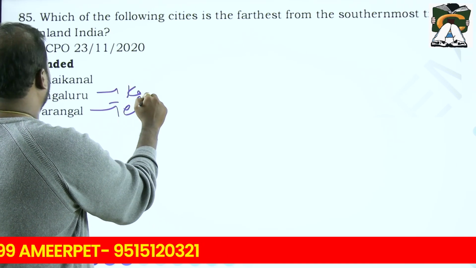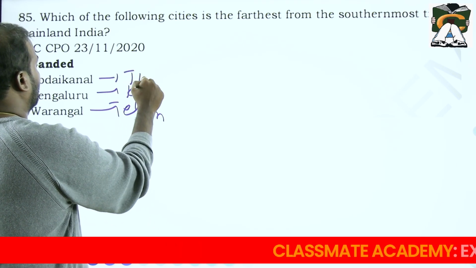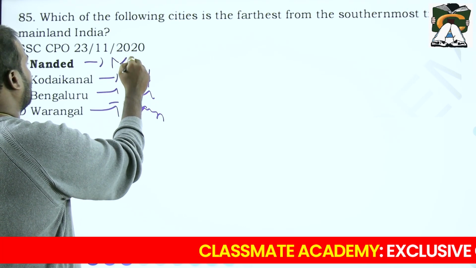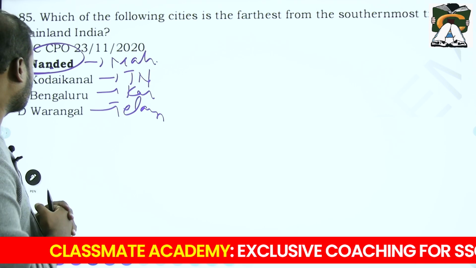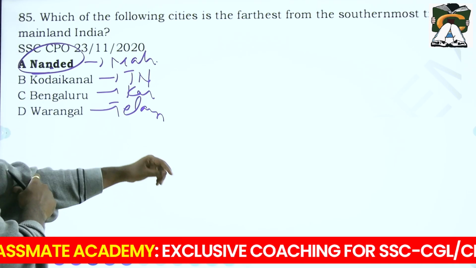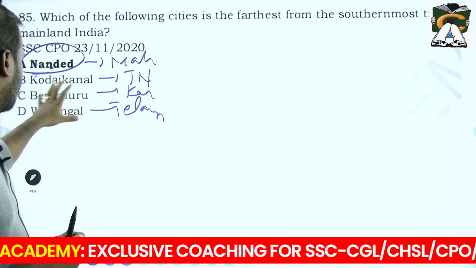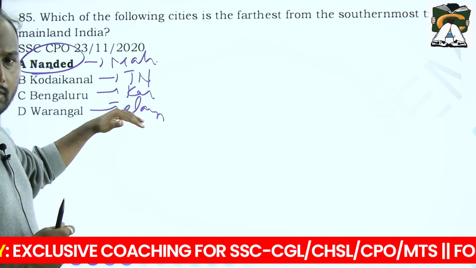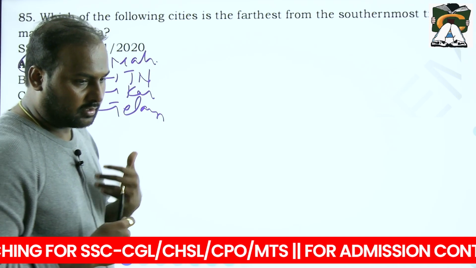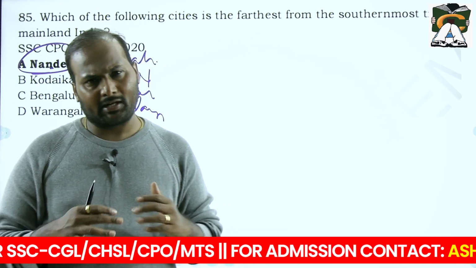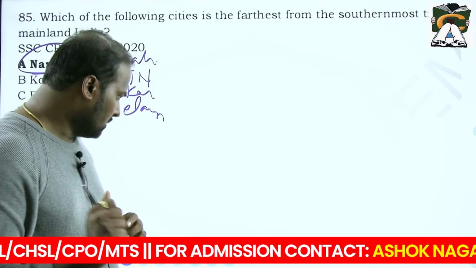Bangalore, Karnataka. Kodaikanal, Tamil Nadu. Obviously, Nanded in Maharashtra. So your answer is Nanded in Maharashtra. Okay, Kodaikanal, Palani Hills of Tamil Nadu, where you can see this Kodaikanal. Obviously, Bengaluru in Karnataka, you can see this in the Bengaluru Plateau region. Again, Warangal, which is a part of Telangana Plateau. Telangana Plateau itself is a part of Deccan Plateau region.